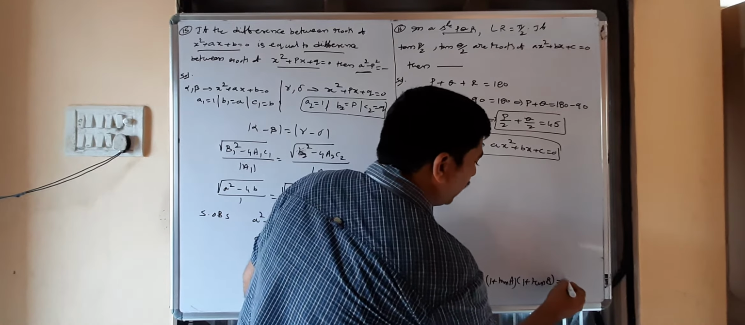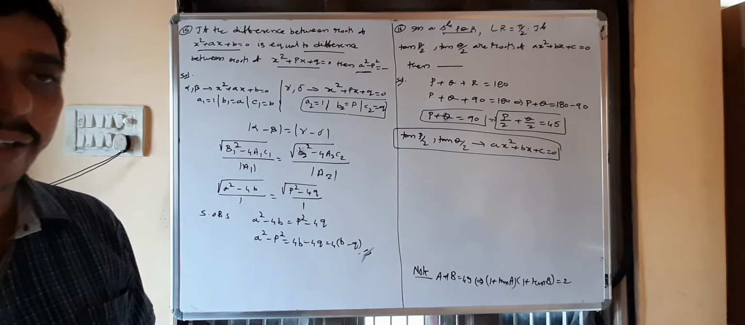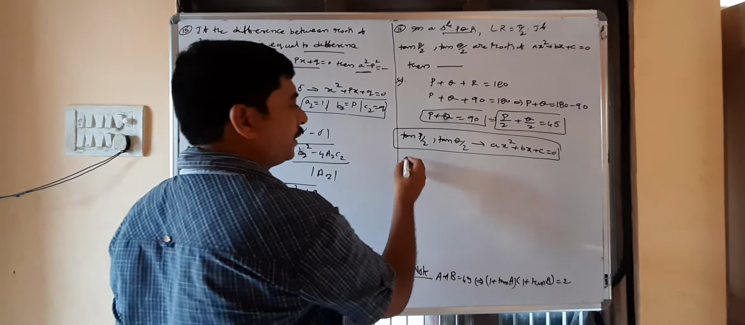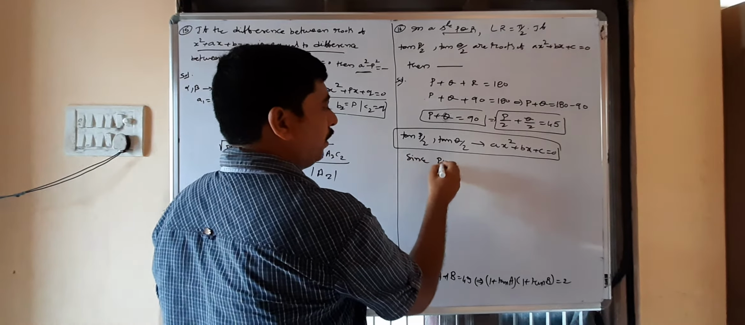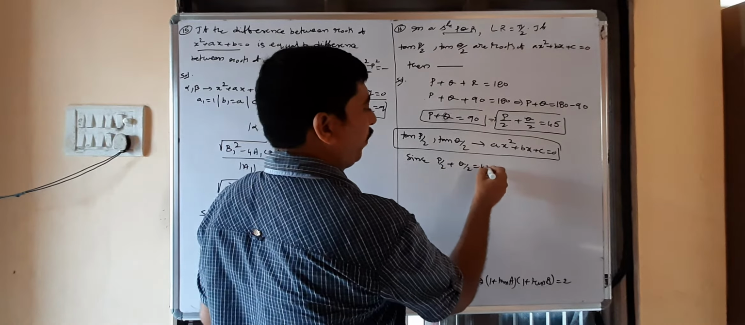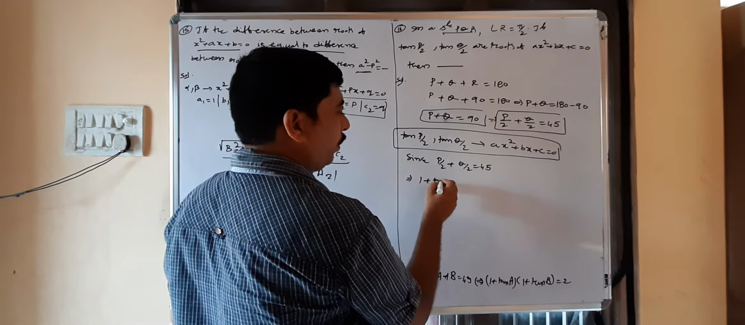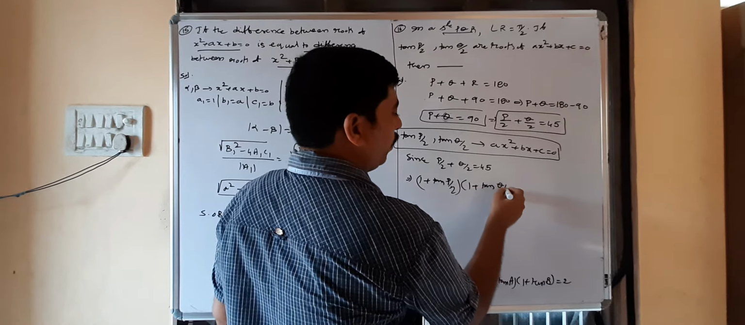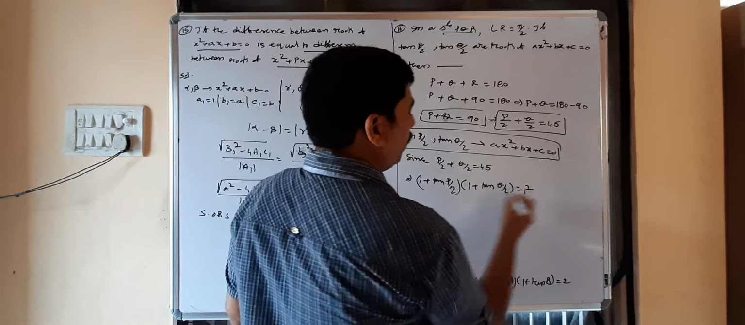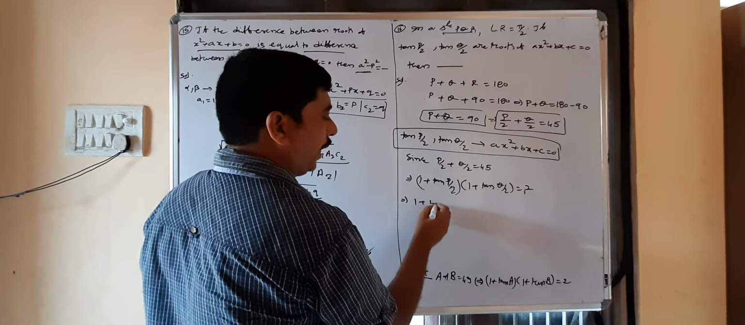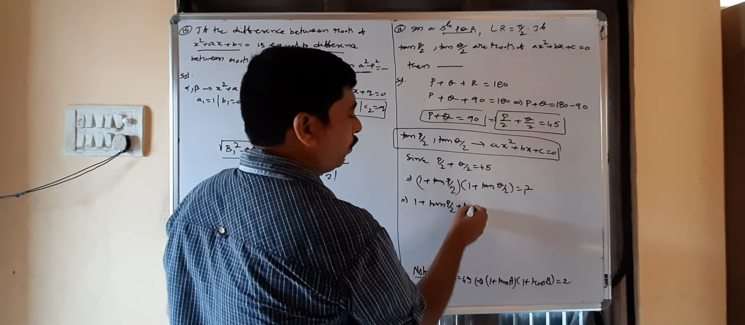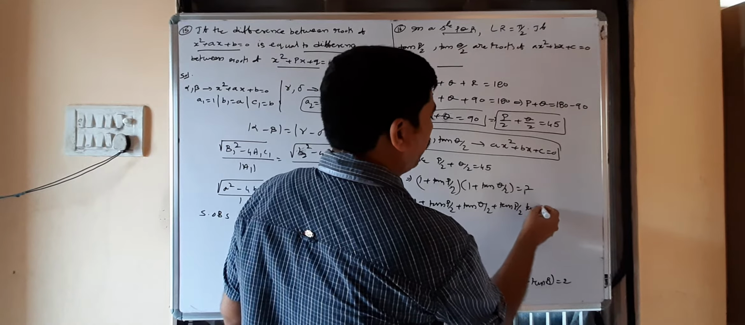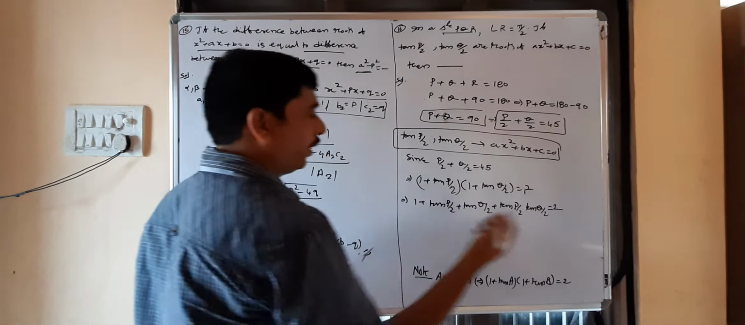In the first year we did this: if a plus b equals 45, then what is the value of (1 plus tan a)(1 plus tan b)? It is 2. Here P by 2 plus Q by 2 equals 45. That implies (1 plus tan P by 2)(1 plus tan Q by 2) equals 2. Multiplying, we get 1 plus tan P by 2 plus tan Q by 2 plus tan P by 2 into tan Q by 2 equals 2. Bring the 1 to the right hand side.